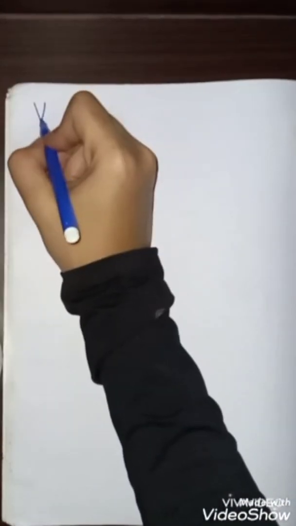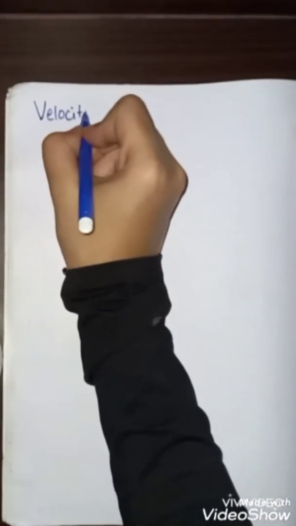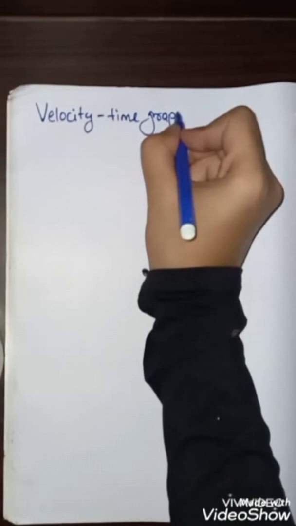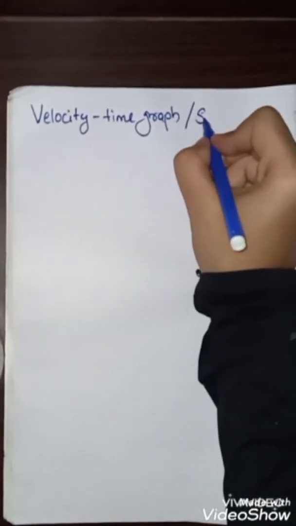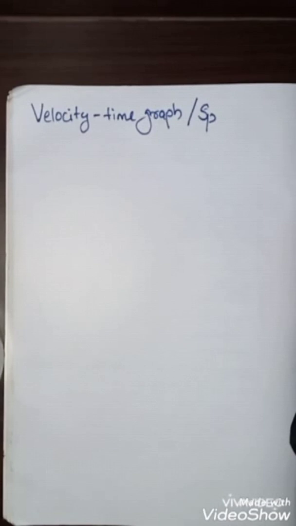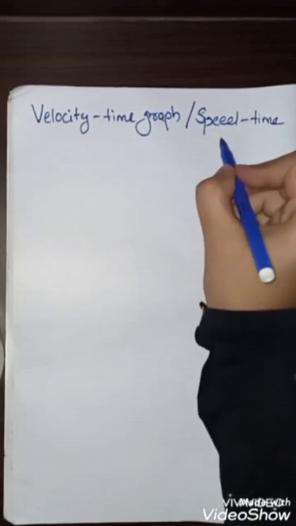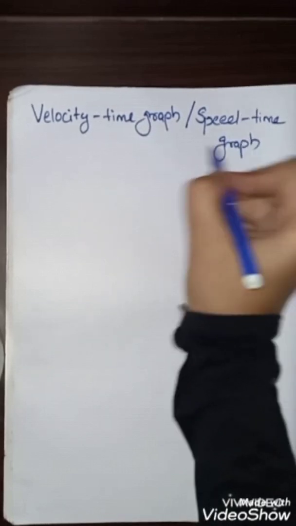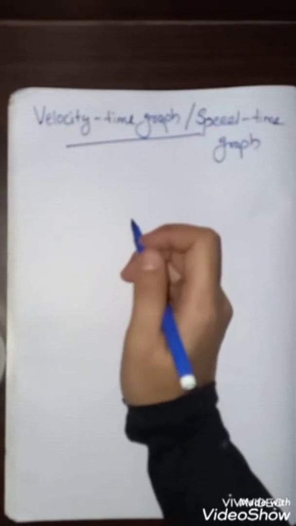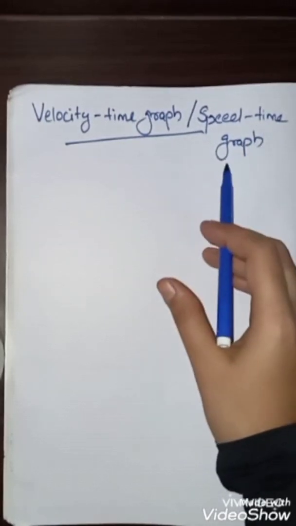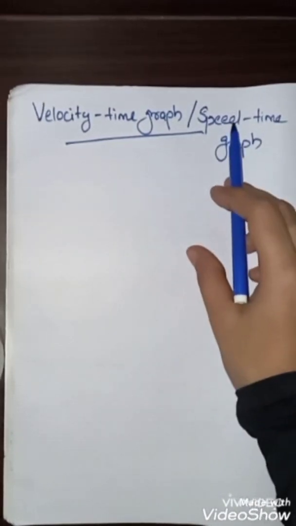What is a velocity time graph? Otherwise we can say it as a speed time graph. Okay, velocity time graph or speed time graph. How can we represent the velocity time graph? We know the velocity time graph is a relation between velocity and time, and the speed time graph is the relationship between speed and time.